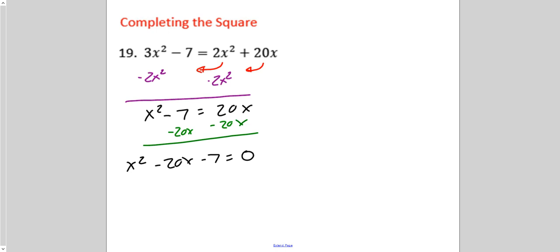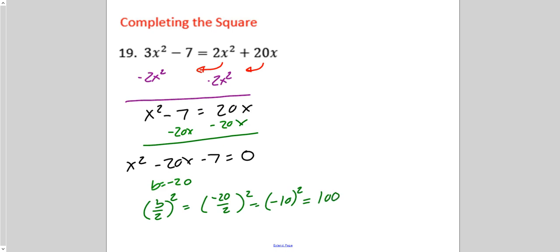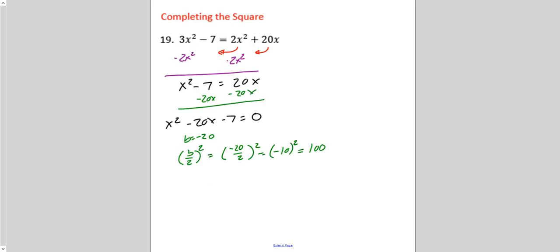Now I can begin completing the square. Remember, I need my b value, which is -20. We need b divided by 2 squared. So that's going to be -20 divided by 2 squared. -20 divided by 2 is -10. Squaring -10 is a positive 100. So we're going to need to add that positive 100 to both sides of our equation.